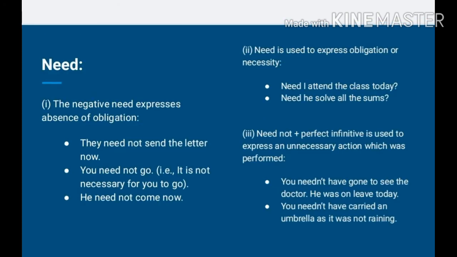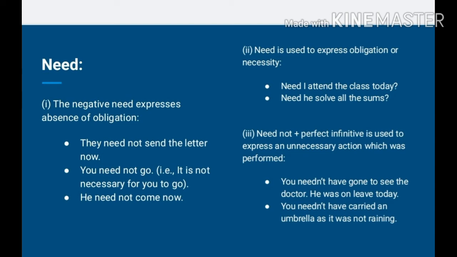Now, let us focus on the usage of need as modal auxiliary. The first usage, the negative form of need, which is need not, is used to express the absence of obligation. If you look at the sentences given, they need not send the letter now.